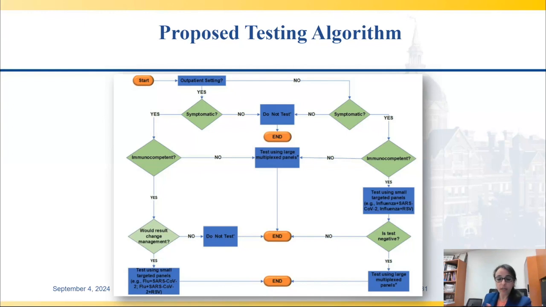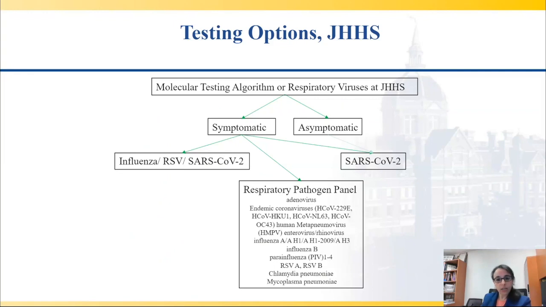This is what we have really proposed of when you can consider testing and when you should end there and not move forward with testing. Now I will switch a bit and talk about the specific testing options here at Hopkins and some of our own data, and give a little bit of my own perspective based on the data we have. So those are the testing options we have in our system.